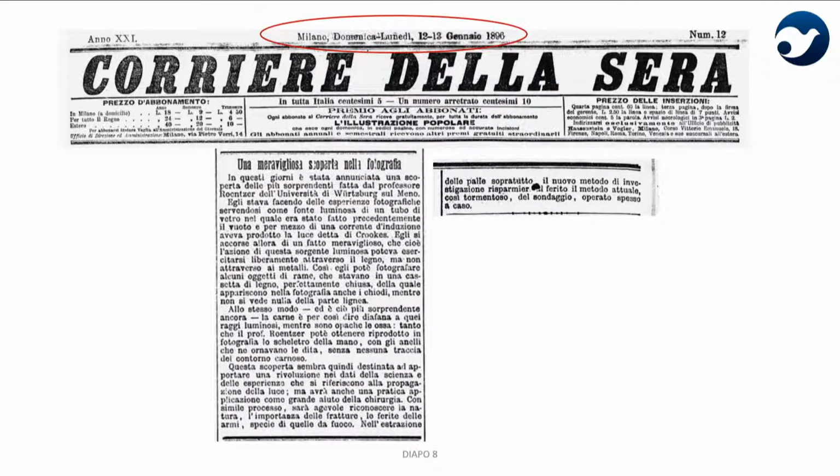"These days, a discovery of the most astonishing kind made by Professor Röntgen of the University of Würzburg am Main has been announced. This discovery seems destined to bring about a revolution in science and experience relating to the propagation of light." The X-rays were associated with light, but it was not so wrong. They were talking about the visible, but it will also have a practical application as a great aid to surgery.